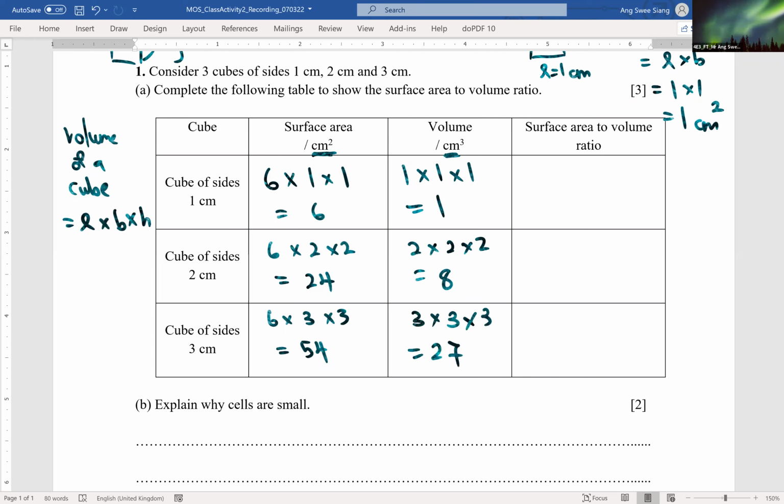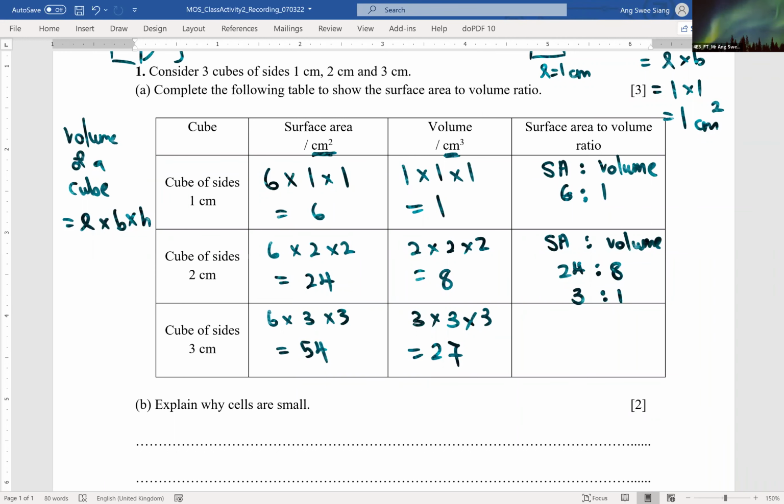Now, the third column, surface area to volume ratio. For the third column, it's basically calculating the ratio of surface area, SA stands for surface area, is to volume. So in this case, for the cube of size 1 cm, it's 6 is to 1. Then for the cube with size 2 cm, it will be 24 is to 8. Then I can simplify it. It will become 3 is to 1, because 8 divided by 8, I get 1, and 24 divided by 8, I get 3.